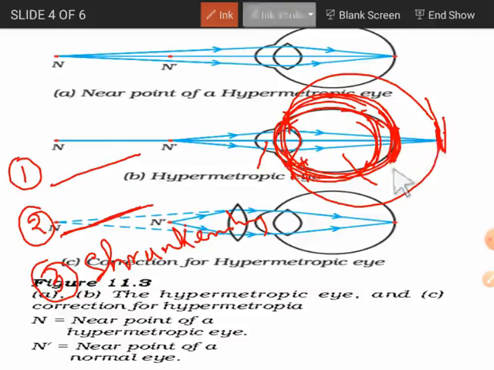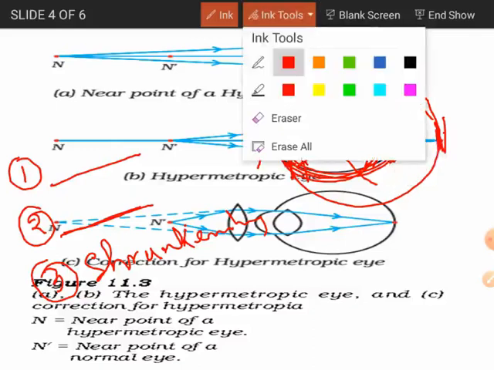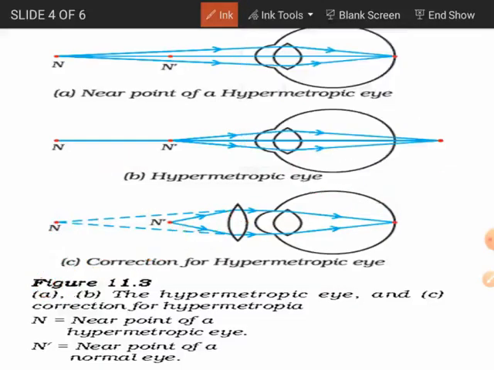So the causes of this are: the first one is less converging power of the eye lens. The second is due to the less contracting power of the ciliary muscles. And the third is due to the shrinking of the eyeball. Okay, and the remedy for this defect is using a double convex lens of suitable power. Got it? Let's see the next one.